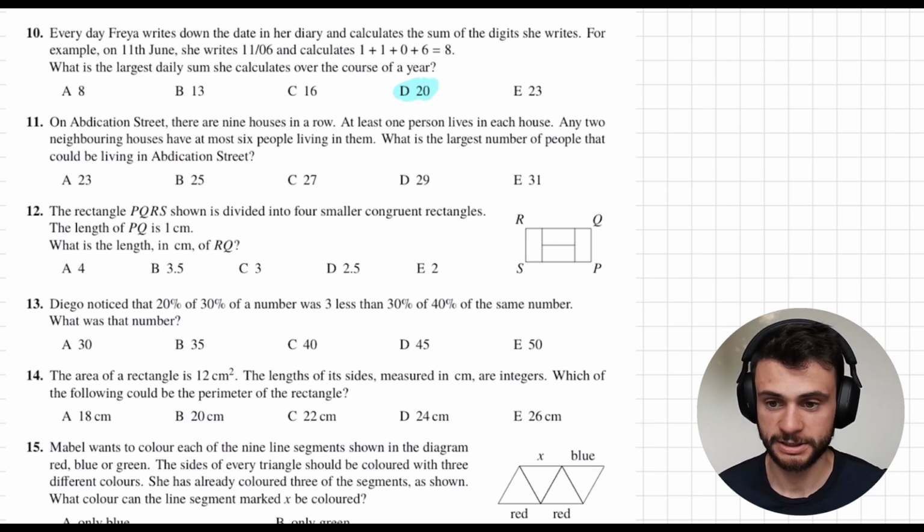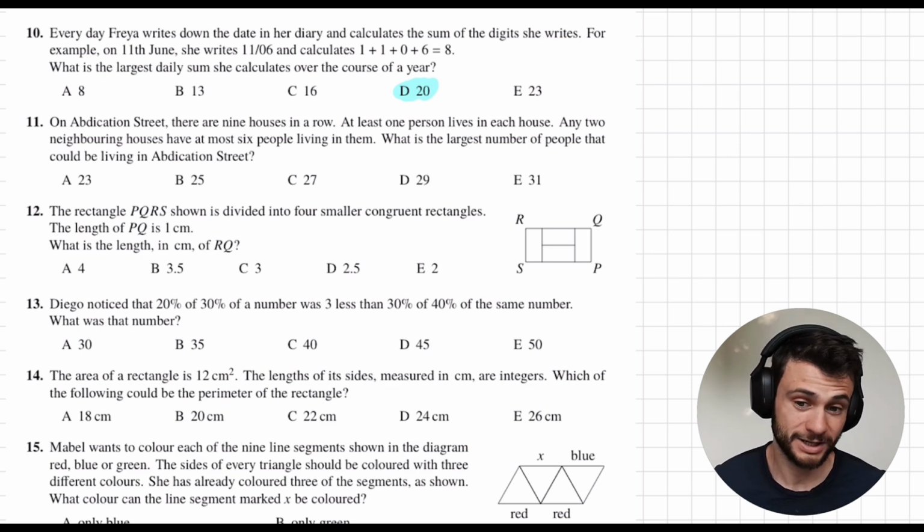Okay, on Abdication Street, there are 9 houses in a row. At least one person lives in each house. Any 2 neighbouring houses have at most 6 people living in them. What is the largest number of people that could be living on Abdication Street?